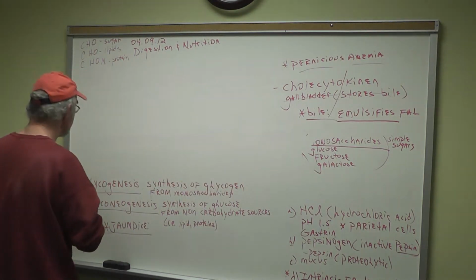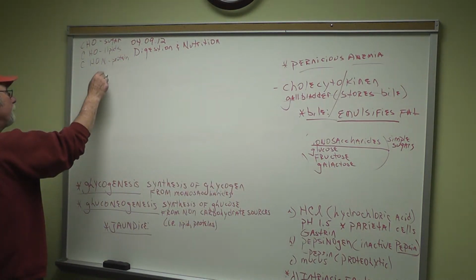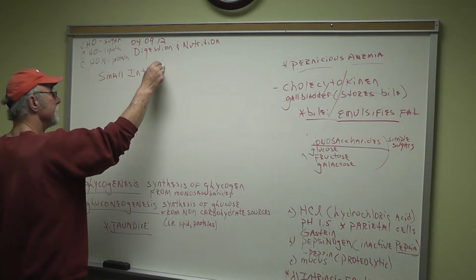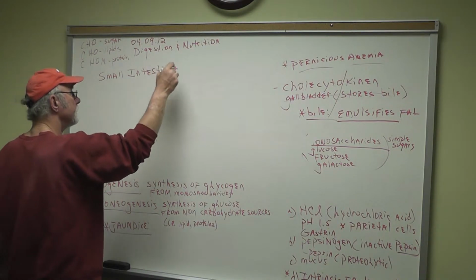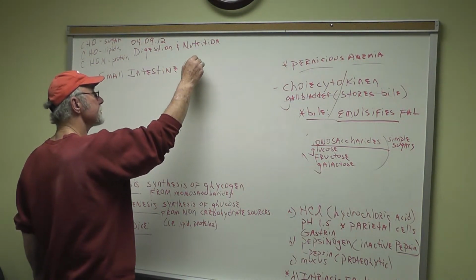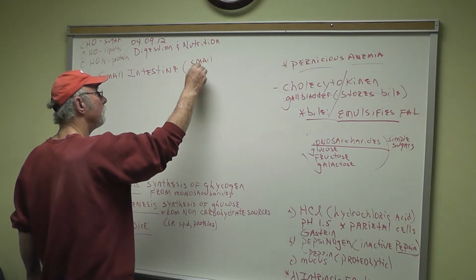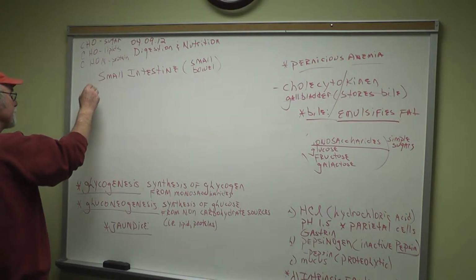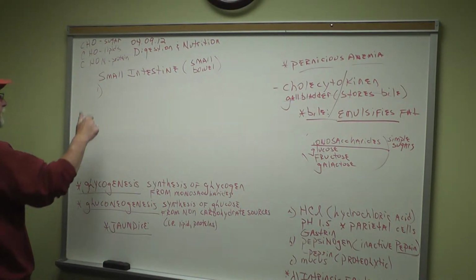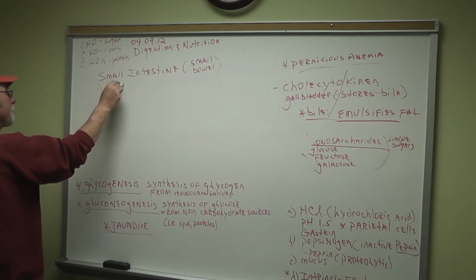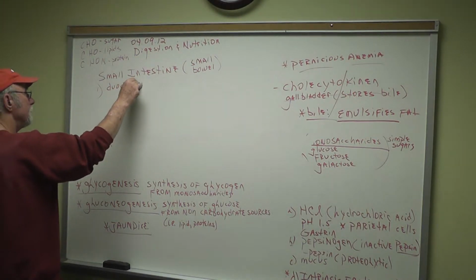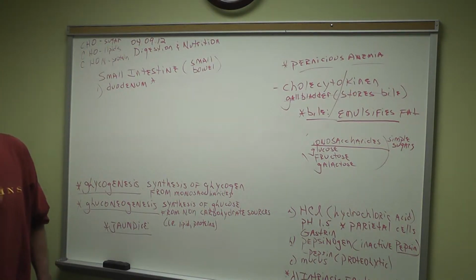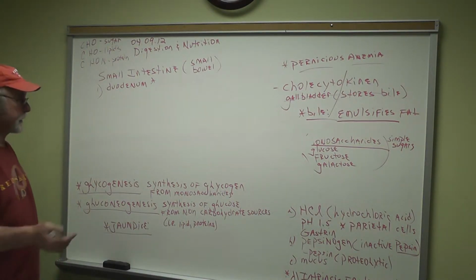The small intestine, you'll hear it referred to as the small bowel. It's in three divisions. The first division, right outside the pyloric sphincter, is the duodenum. An important take-home message there is that most digestion and absorption takes place here.